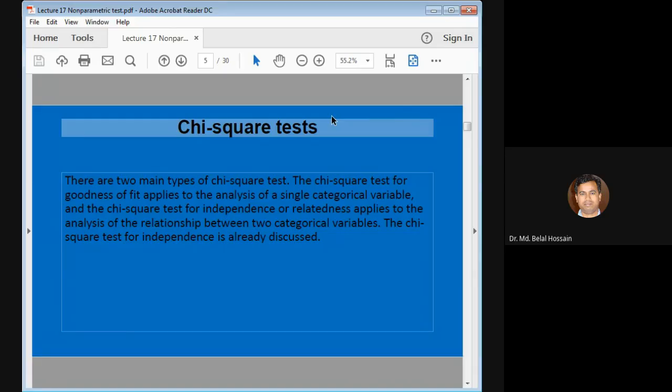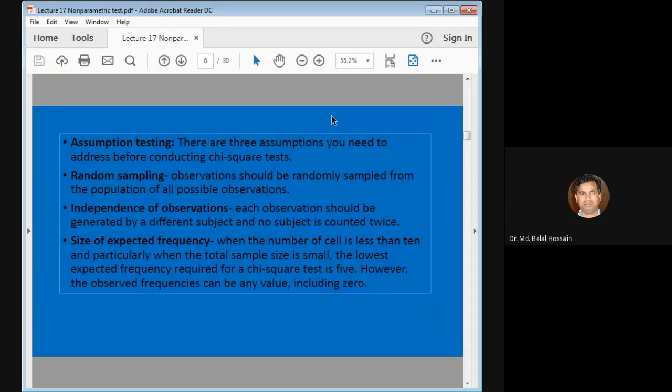There are two types of chi-square tests actually. The chi-square test for goodness of fit applies to the analysis of a single categorical variable, and the chi-square test for independence, or relatedness, that we studied in your last classes, applies to the analysis of the relationship between two categorical variables. The chi-square test of goodness of fit is a non-parametric test.